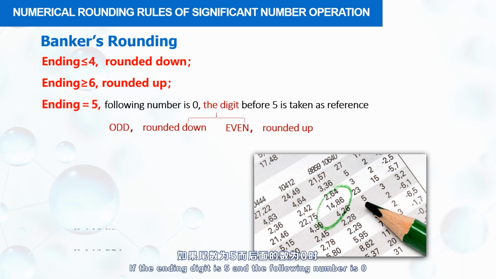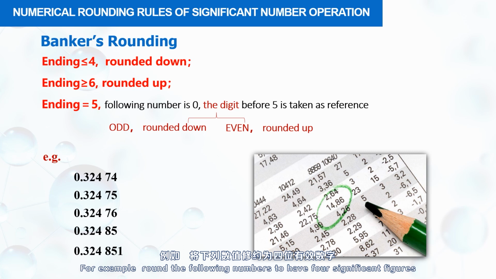If the ending digit is 5 and the following number is 0, the digit before 5 is taken as reference. That is, if this digit is odd, the number will be rounded up, while the number will be rounded down when it's even. If the digit following 5 is not 0, then the number can be rounded up, no matter whether the number before 5 is odd or even.